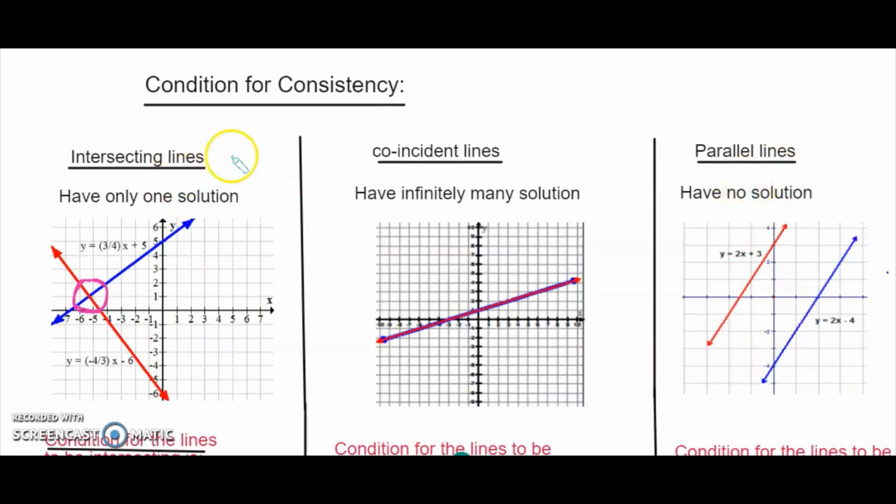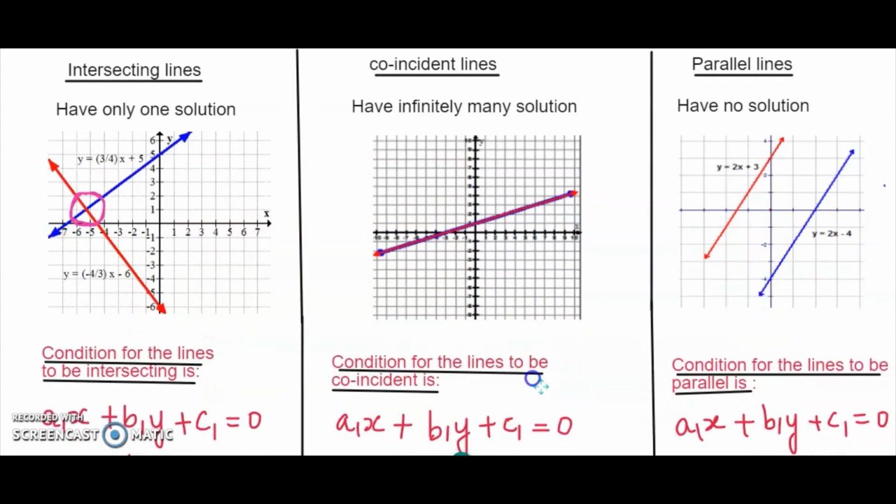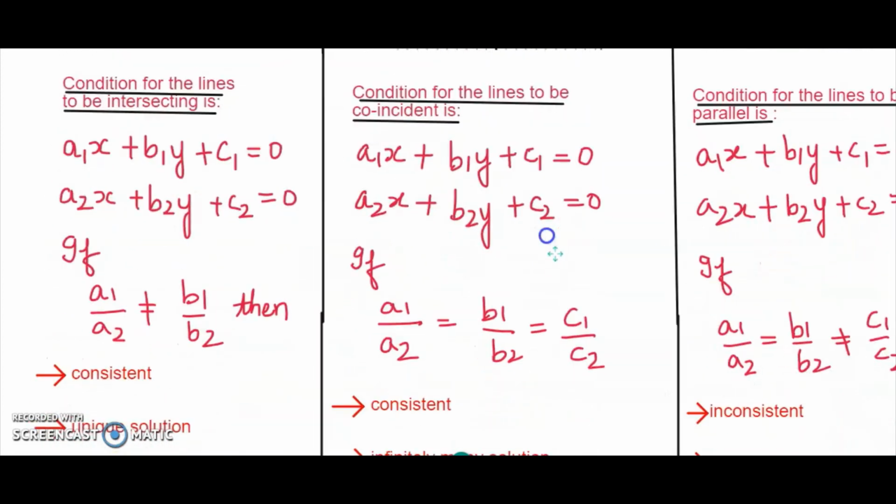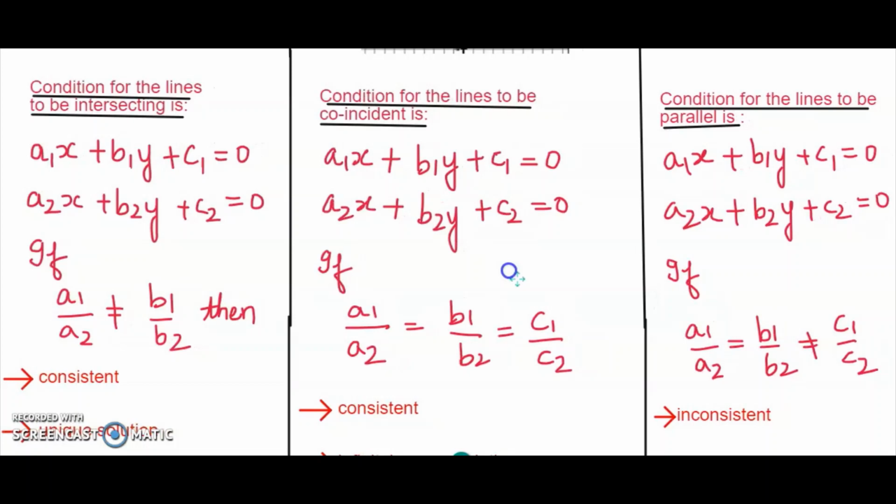Again, we're going into the condition without solving the equations. We'll try to find whether the equations represent an intersecting line, coincident line, or parallel line. First of all, if it is an intersecting or a coincident line, we call it consistent. Consistent means we can find the solution. That is why it is called consistent. Whereas parallel lines have no solution, therefore they are called inconsistent. So let's get into the conditions.